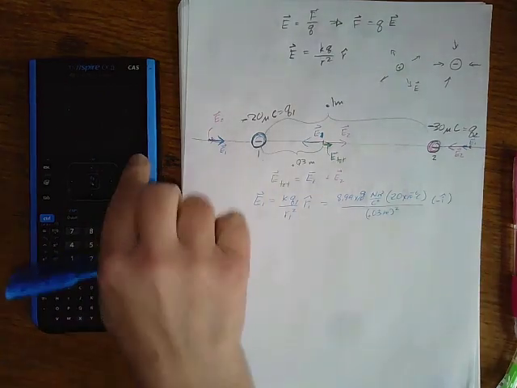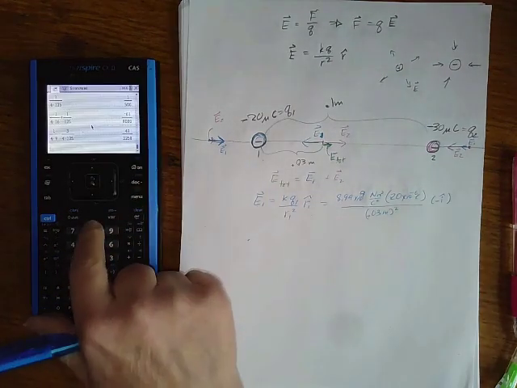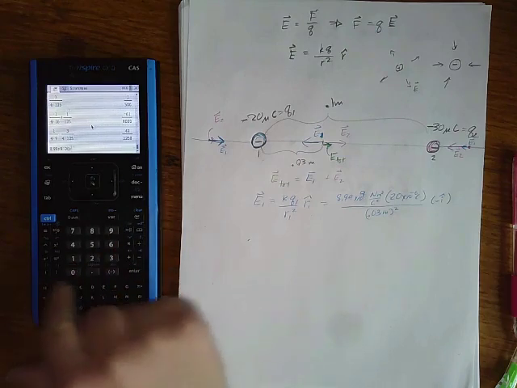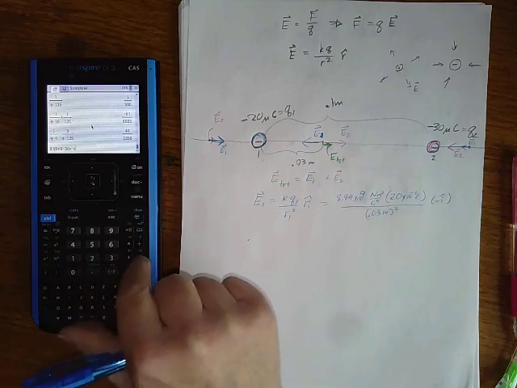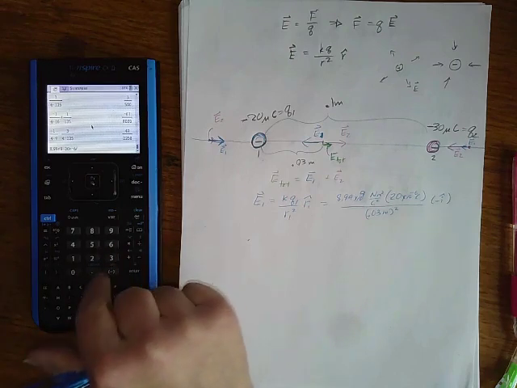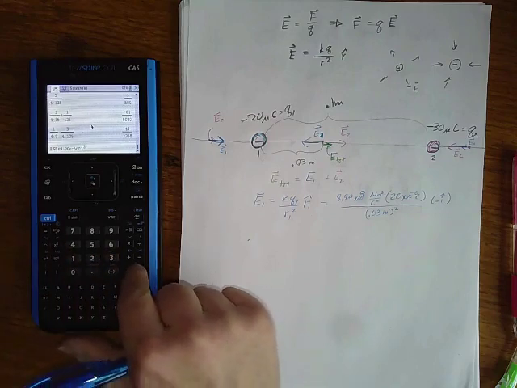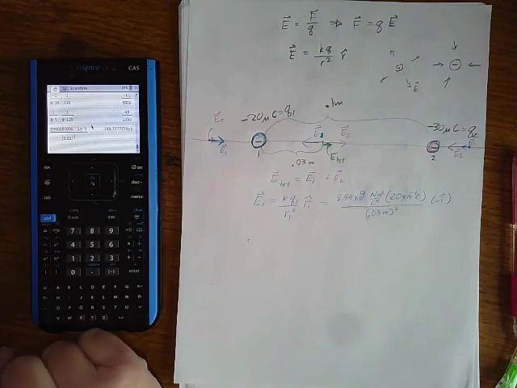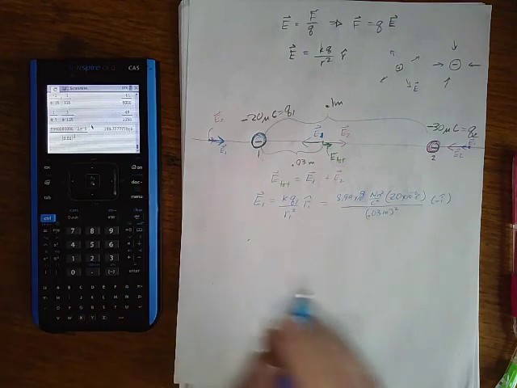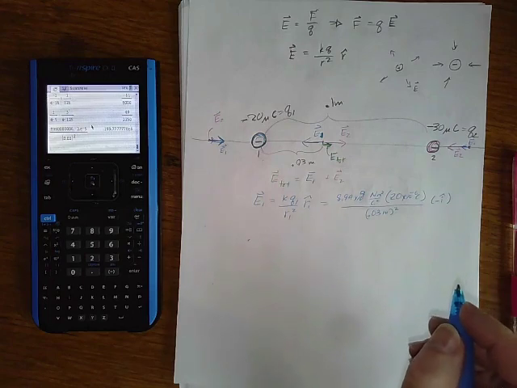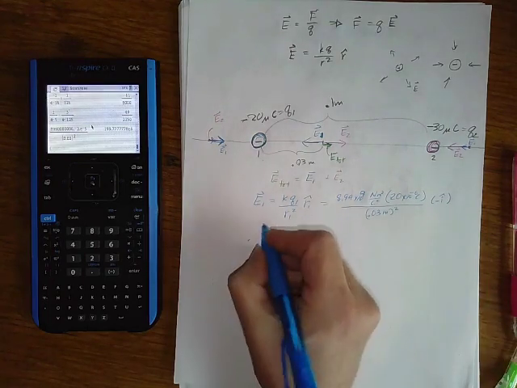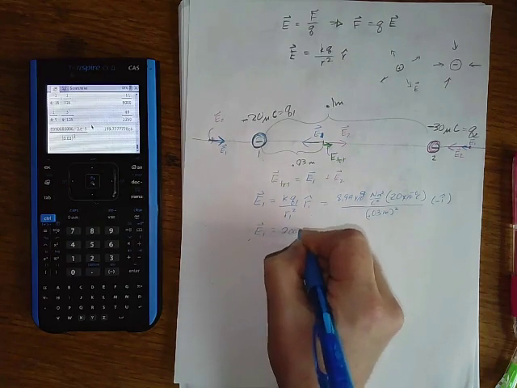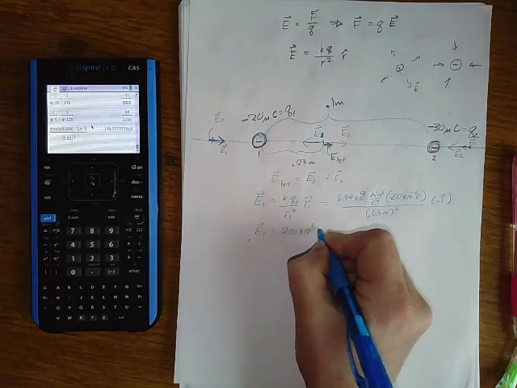All right, so let's plug those numbers in. 8.99E9 times 20E negative 6 divided by 0.03 squared. Okay, that is awfully big. But coulombs are small things, so I guess that works. E1 is basically 200 times 10 to the 6th i hat.